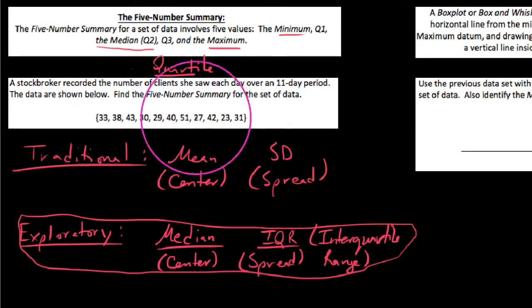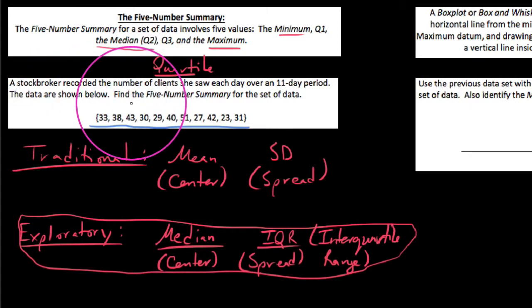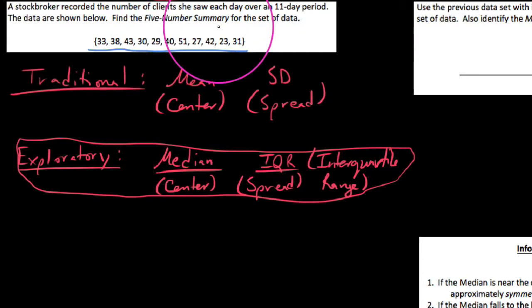So let's go ahead and get started and find our first 5-number summary. In this data set right here, we see a stockbroker recorded the number of clients she saw each day over an 11-day period. The data are shown below. Find the 5-number summary for the data. So this is what we want to do here. First thing that's important to do is put this in order.